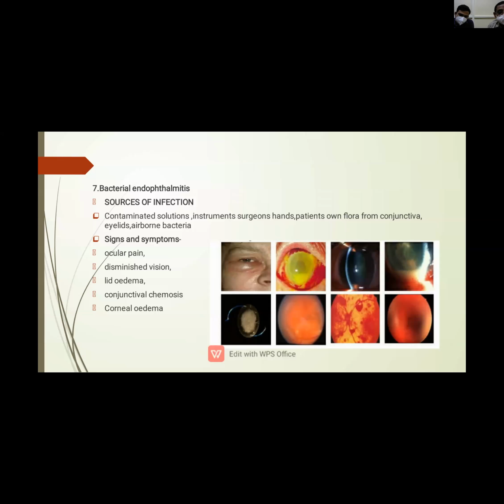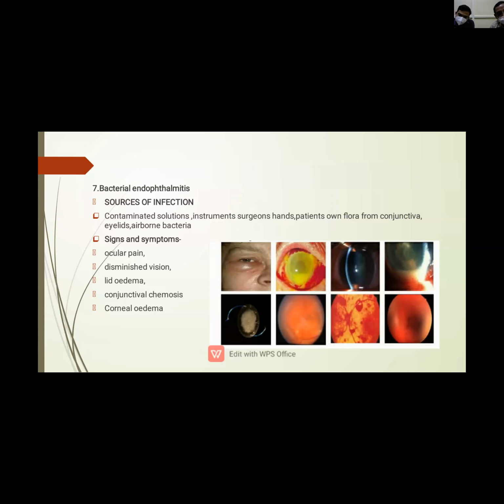By using steroid. Anything else? You make an aqueous tap and also a vitreous tap, and send them for gram stain and other stains, and also the culture and sensitivity. And you give broad spectrum antibiotics intravitreally.